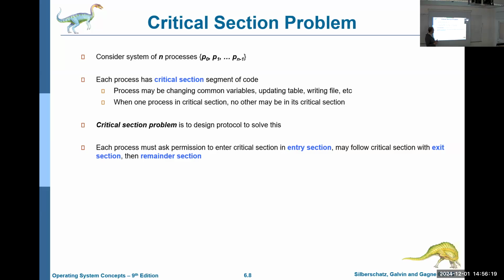Then I go into the critical section, and then I leave the critical section. So each process must ask permission to enter the critical section in the entry section, and may follow the critical section with an exit. And then the remainder section is whatever he's doing when he's no longer interested in that critical section. He's finished writing or reading that section, and he's now going on to do other things in the program.